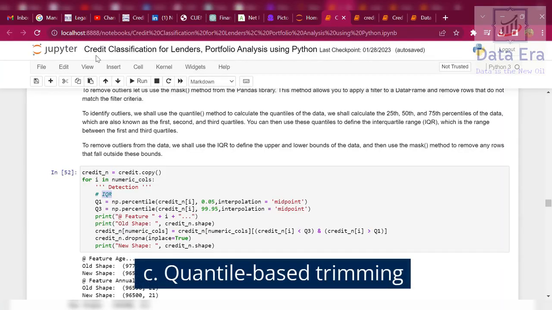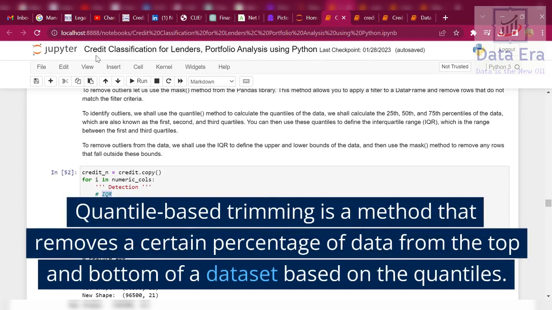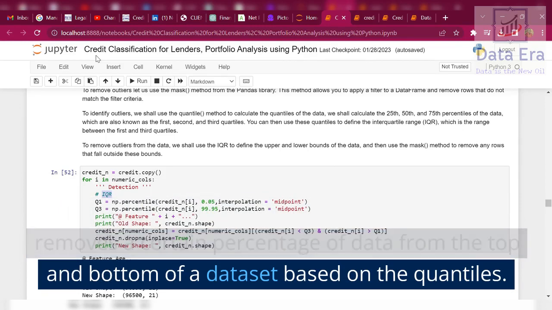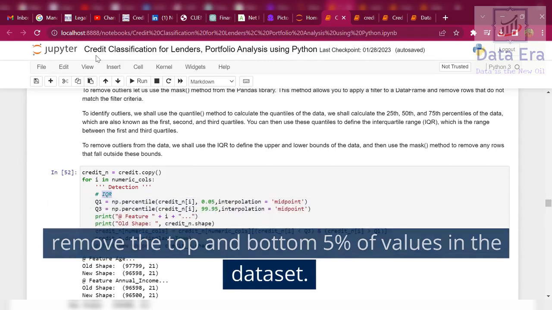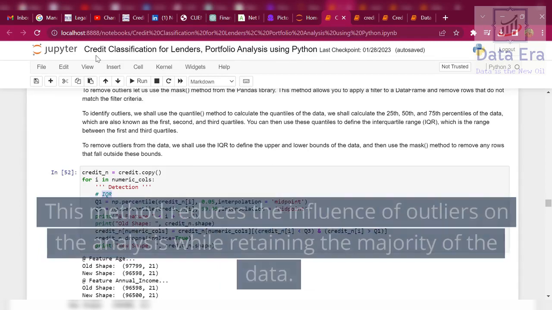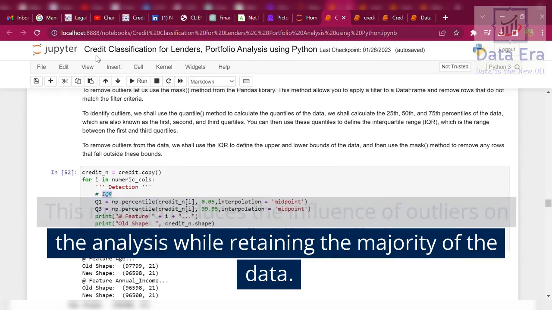C. Quantile-based trimming. Quantile-based trimming is a method that removes a certain percentage of data from the top and bottom of a dataset based on the quantiles. For example, a 5% quantile-based trim would remove the top and bottom 5% of values in the dataset. This method reduces the influence of outliers on the analysis while retaining the majority of the data.